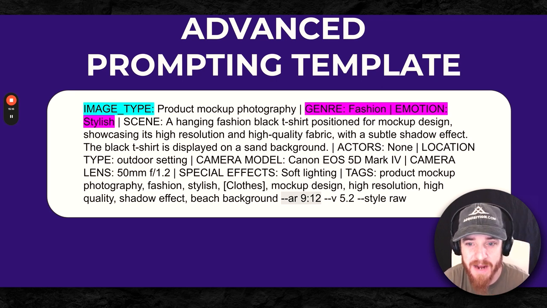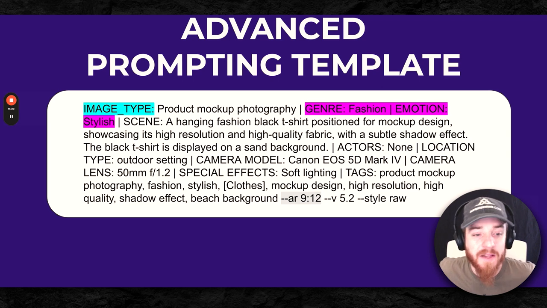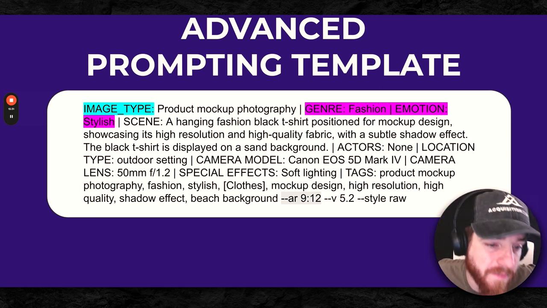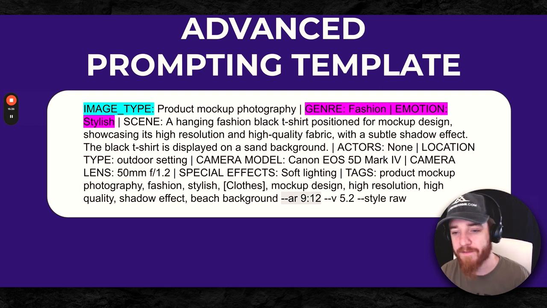It's displayed on a sand background. Actors, you could put actors in there if you want to. Location, you can change the location type. I put outdoor setting, you can put indoor, you can put studio, all the different things you can put in there. Camera model, again, you're going to see all the camera models here in just a minute. Camera lens, what kind of camera lens? So this is a 50 millimeter f-stop of 1.2. Special effects with soft lighting and then tags.